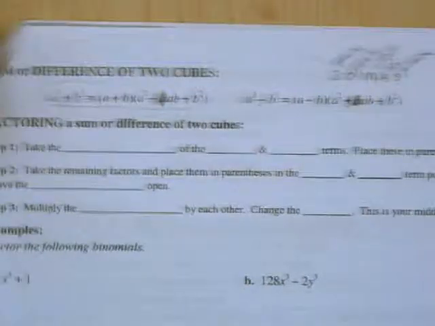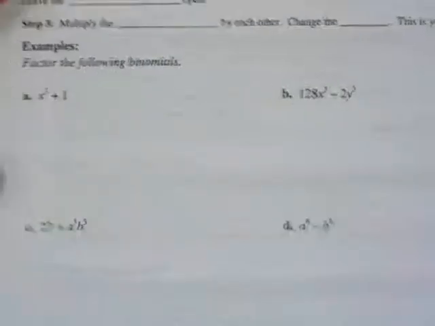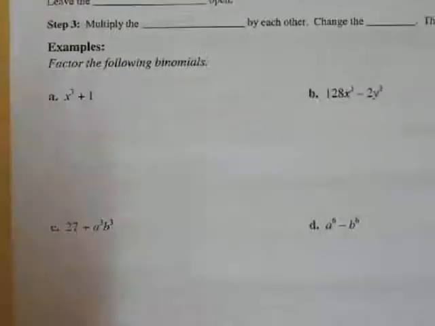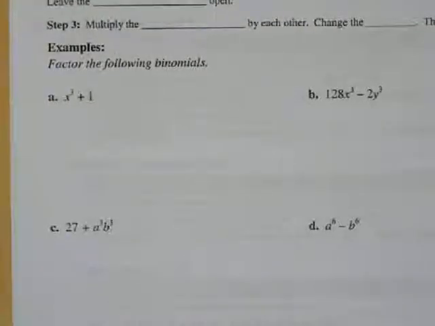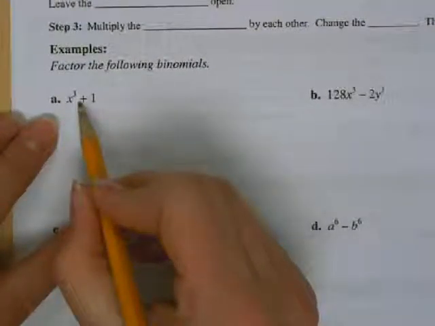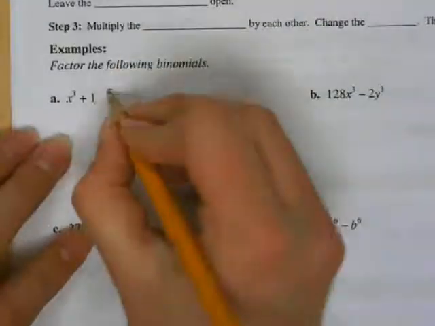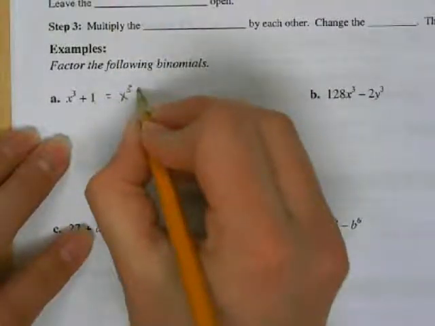Okay, we're going to go ahead and skip that step 1, 2, and 3 so I can just get you some examples here. So factor the following. Okay, factor the following. So I have x cubed plus 1, which can be written, those are perfect cubes. Remember, you can always do 1 cubed.